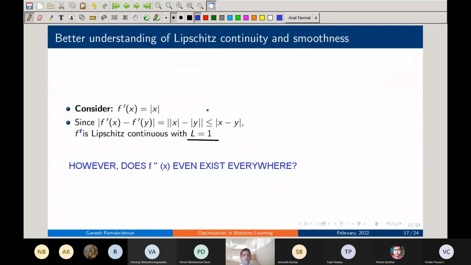It doesn't even exist everywhere. Then what about this: f dash is Lipschitz continuous? That is, f is basically smooth. Okay, f double dash doesn't exist, which is fine. Now how about the Lipschitz continuity of f?